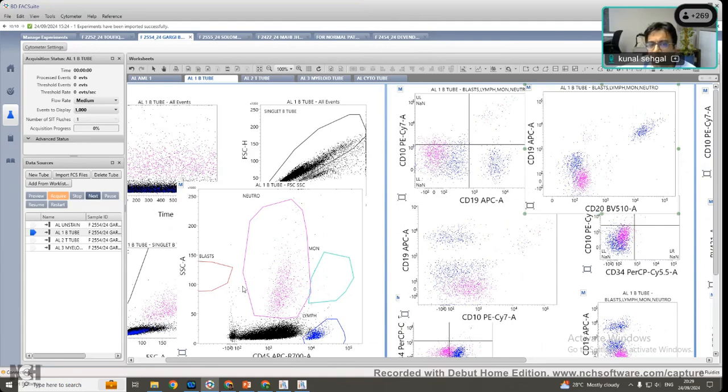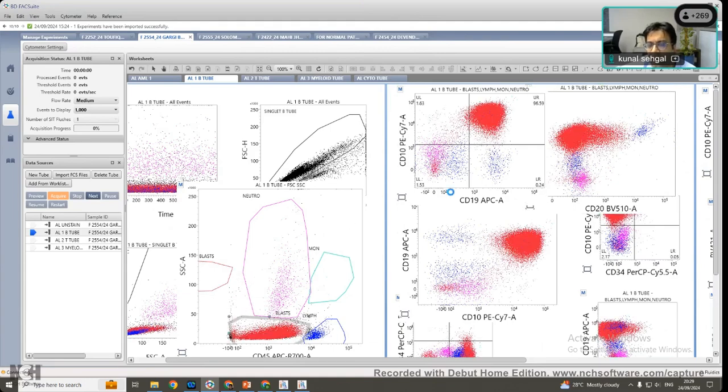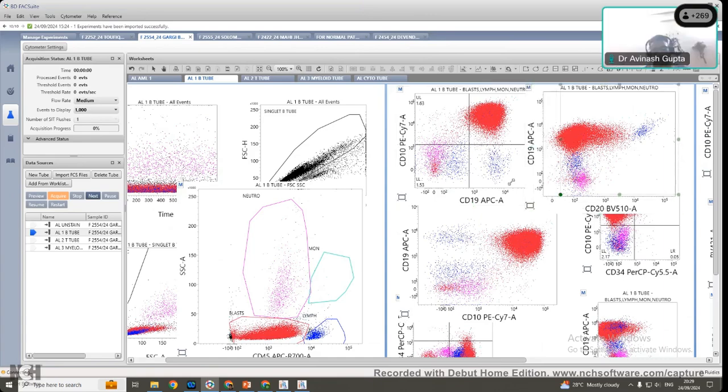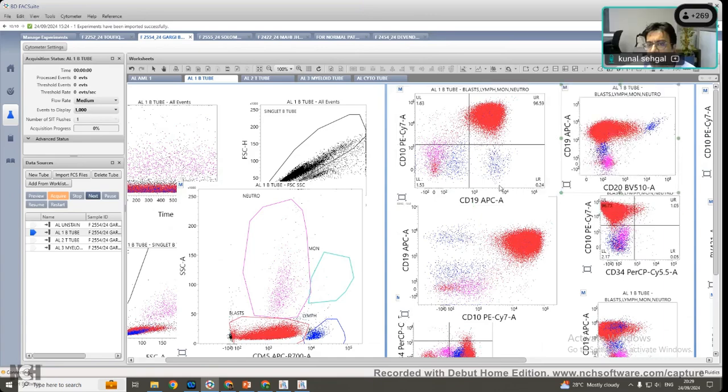Okay. If now I focus on the blast, can you tell me what are the markers for the blast? Vinay. Two plots. Red color population. Vinay. Dr. Parul.